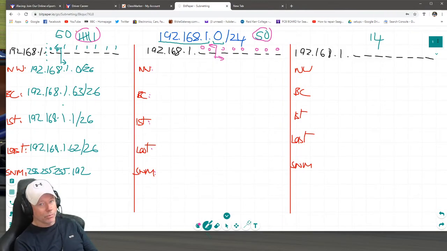So we need to change the network address portion. This is where it gets clever. This is where the magic happens, right? So there's 2 ways to do this, and I'll do both ways so that it allows me to double check. So what we do is we take the broadcast address here from the previous network, and we just add 1. If I take 63 plus 1 gives me 64.